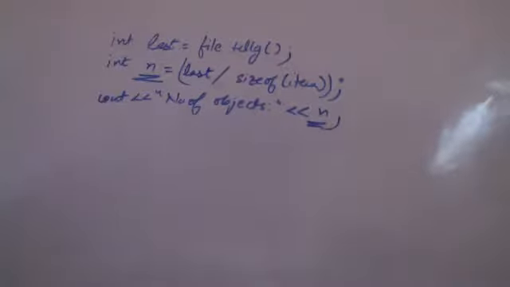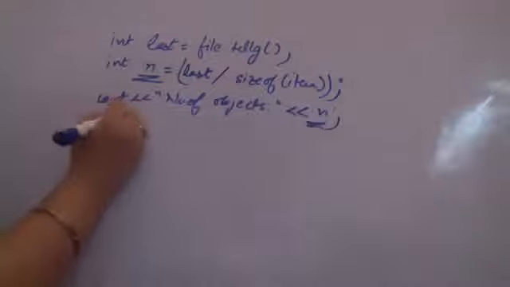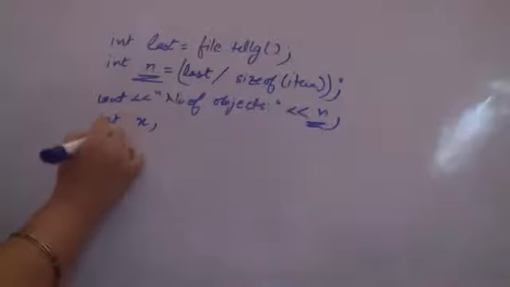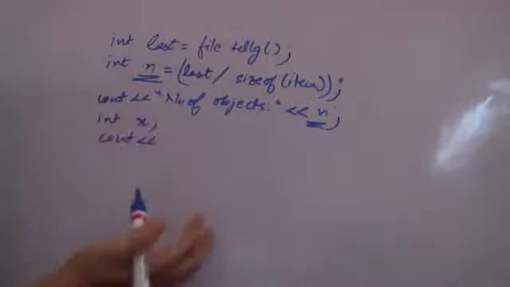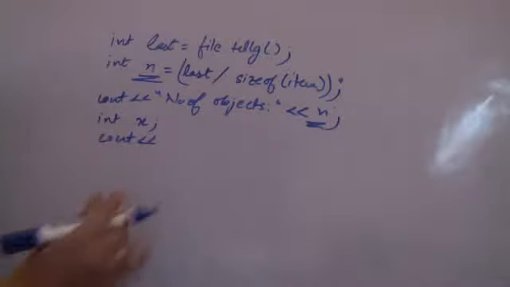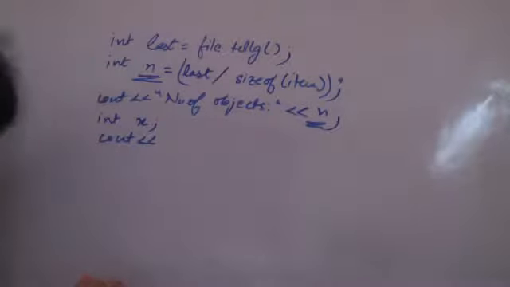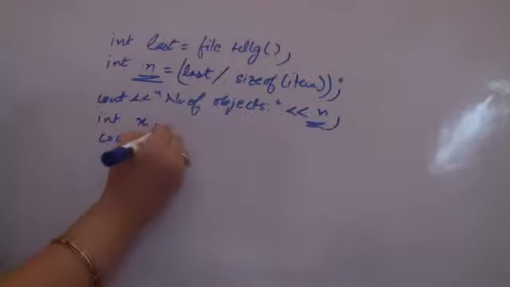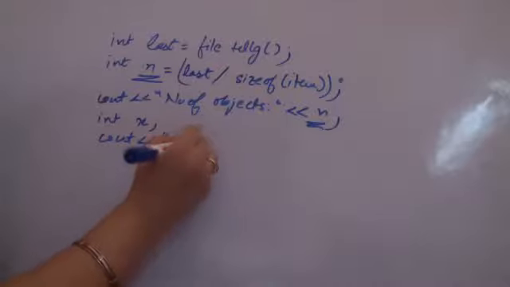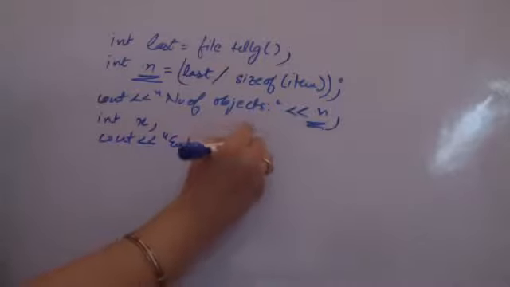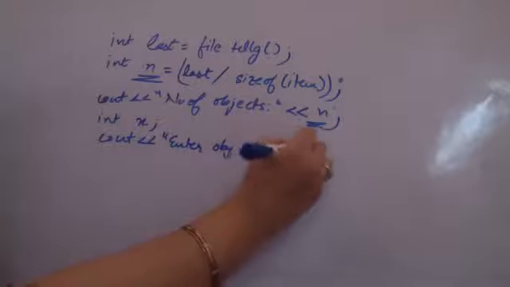Now if I want some object number to be updated, so say I am taking integer x and I am asking the user which item they want to update. Yes, you can use file.end of file also. If you have to update an item, so enter object number to be updated. Okay, enter object number to be updated.